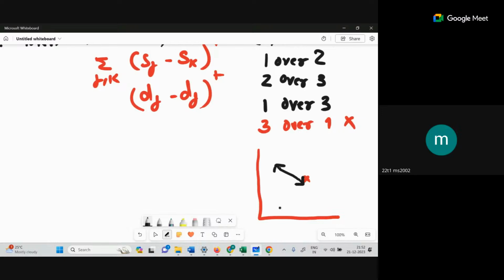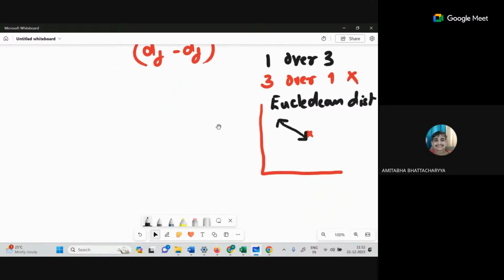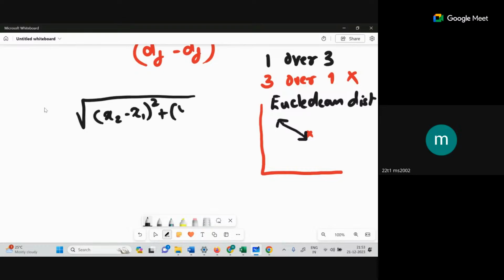What formula do you use to calculate distance? Euclidean. Weighted Euclidean distance. What is the formula of Euclidean distance? Square. Coordinate square. Let's say you have x1, x2, and so on. The Euclidean distance formula is something like this: x2 minus x1 the whole square plus y2 minus y1 the whole square.